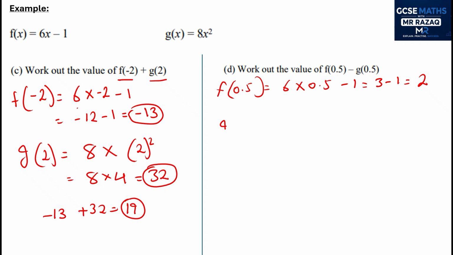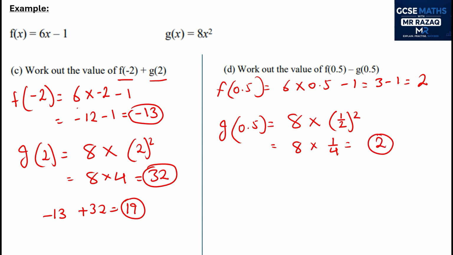Then we will work out g of 0.5. And that would be 8 times, instead of writing 0.5, I'll write down 1 over 2 squared. 1 over 2 squared is equal to 1 over 4. 8 times 1 over 4 is the same thing as 2. And then we have to subtract them. So 2 minus 2 is equal to 0.